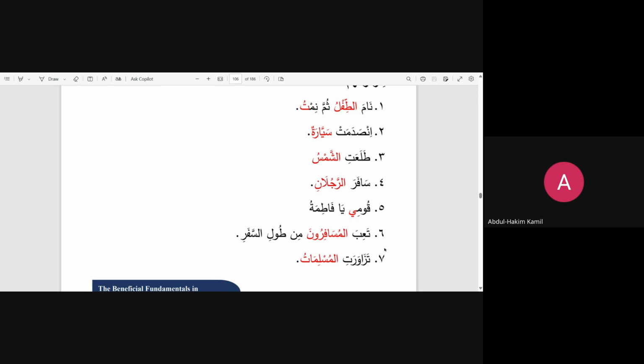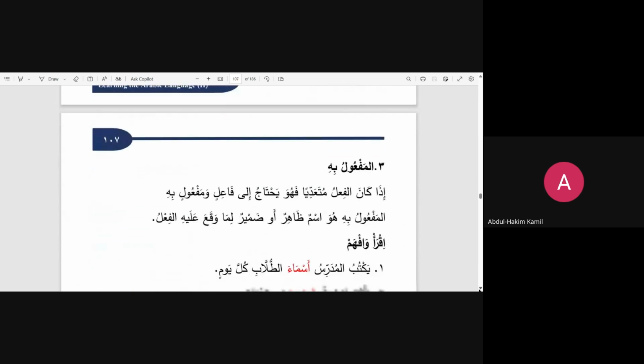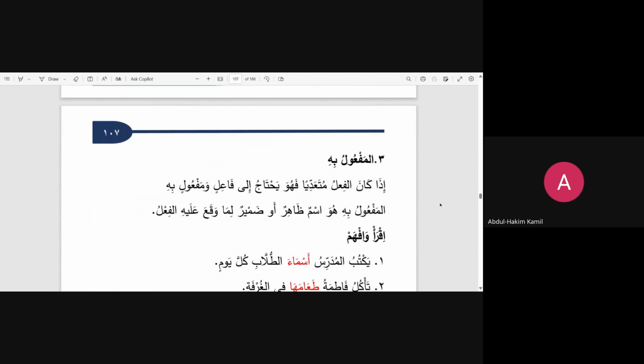We're going to continue. Maf'ulun bi, number three. Why is this number three? Because we said that al-jumla fi'liya is the one that starts with a fi'l, and it consists of three things. What does it consist of? Fi'l, wa fa'il, wa maf'ulun bi. Al-fi'l, what is a fi'l? Al-Madi, Al-Mudari, Wal-Amr.